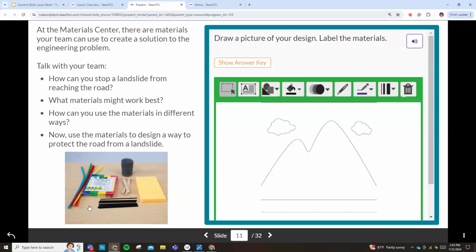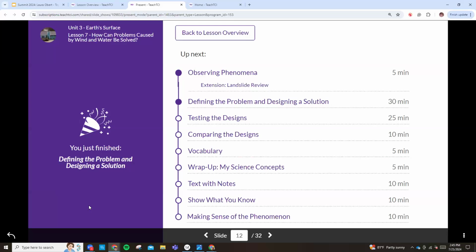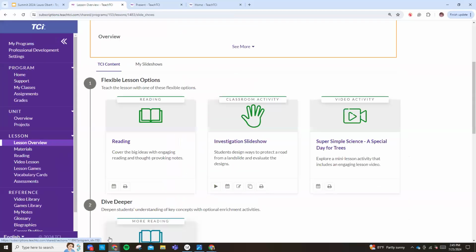And then they're going to draw their model in their interactive student notebook or their journal. And then they're going to test it out and see if their model actually works. So they're designing the solution to the problem. They're creating a model of their design, and then they're going to actually build it, test it out, and see if they're able to stop the landslide from reaching the road. And so this is a really great engineering task and engineering lesson to do with their students.